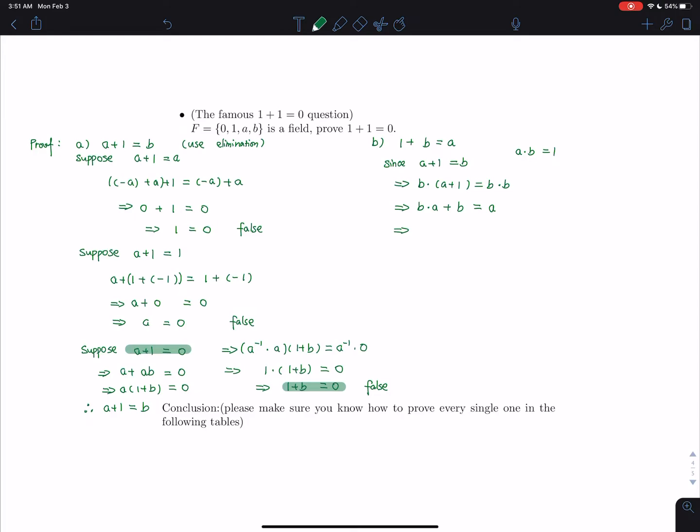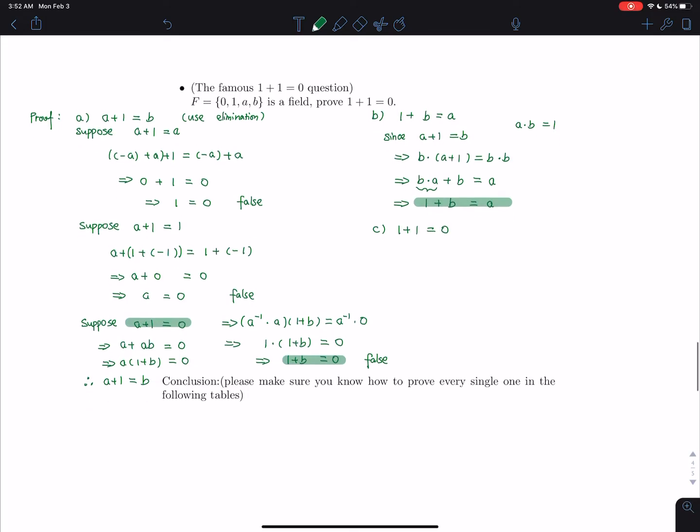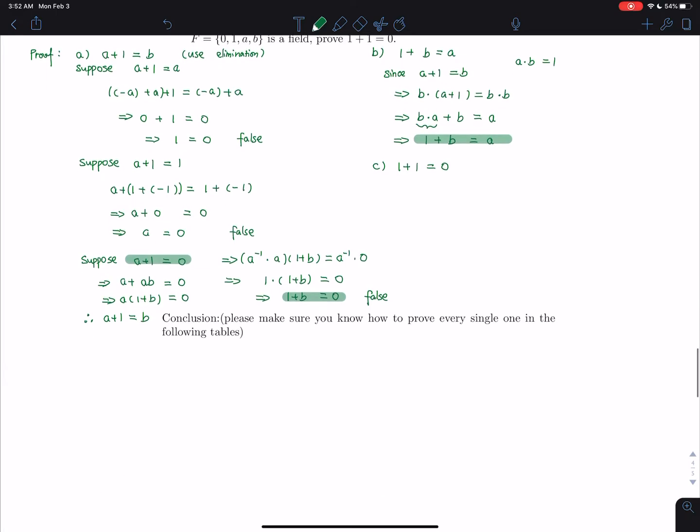This will give us 1 plus b equals a, because this is 1. Therefore, we have 1 plus b equals a. Now, the last one, let's just prove 1 plus 1 equals 0. Since we know 1 plus a is b and 1 plus b is a, we can just use them.